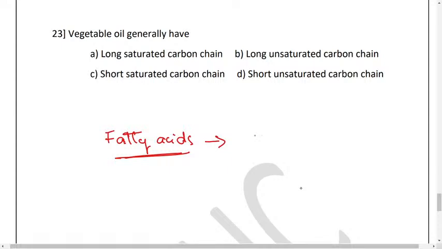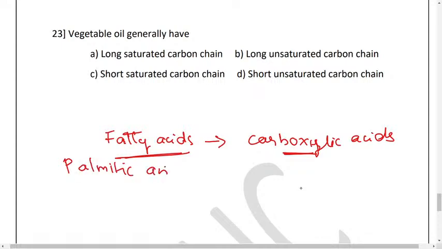Fatty acids are carboxylic acids only. Okay? Fatty acids are nothing but carboxylic acids. Clear now, dear students? Monocarboxylic acids, a single COOH group is present with a long chain of carbon atoms. Long chain means, if I consider any of the fatty acids, for example, the palmitic acid, dear students, this is a fatty acid.